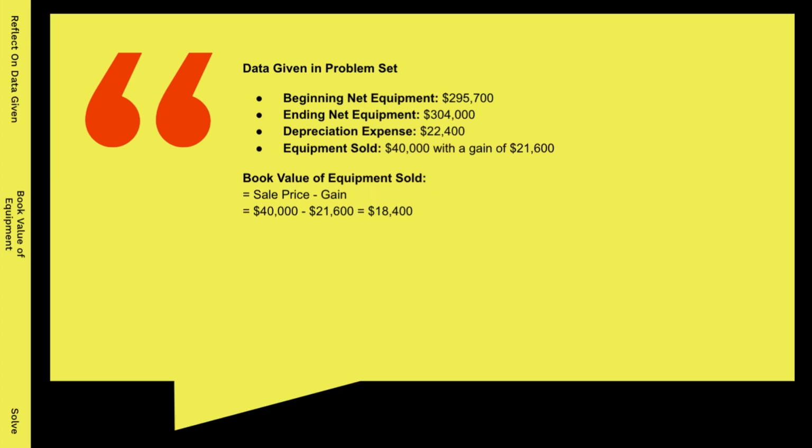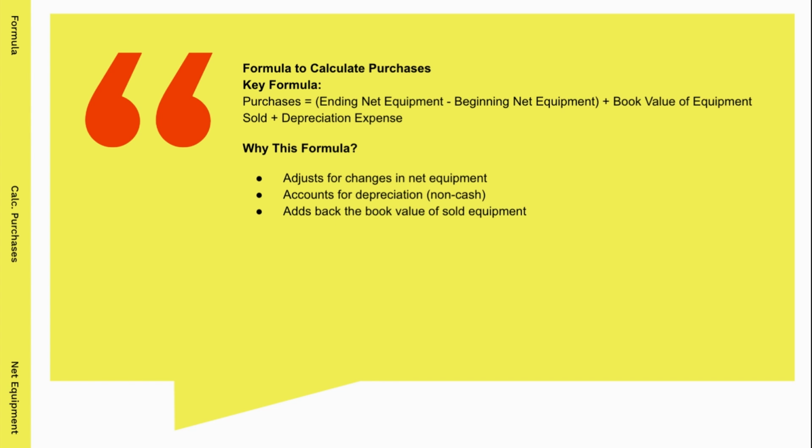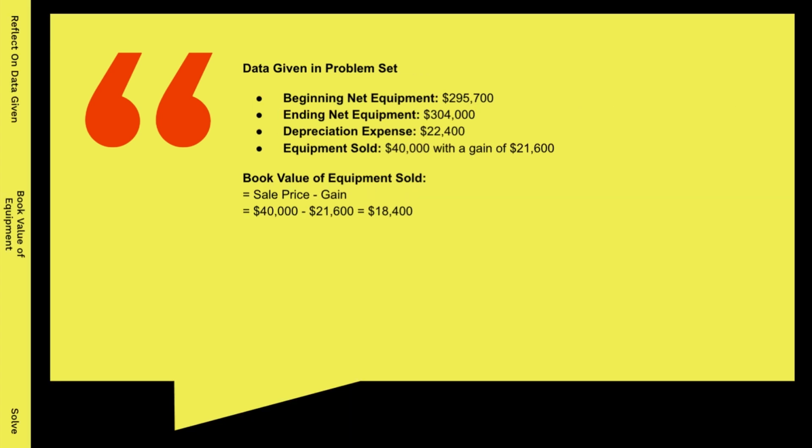So we're solving for the book value of equipment sold. We literally have to rearrange it to solve for the book value of equipment. So that would stay on this side, and purchases minus the change in equipment, minus depreciation expense. That's how you get it.